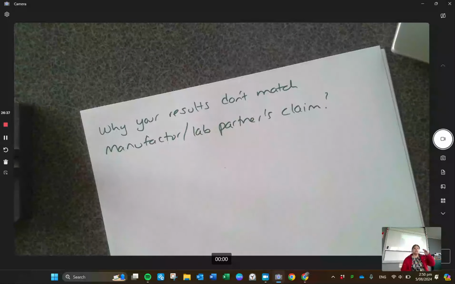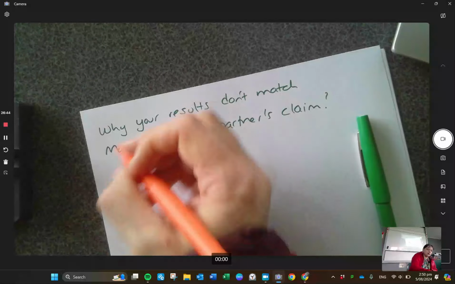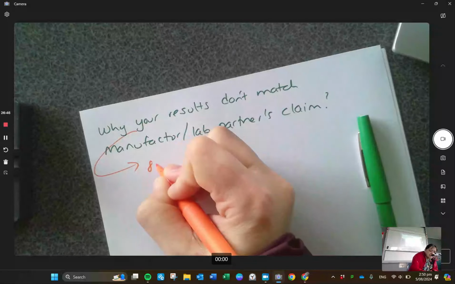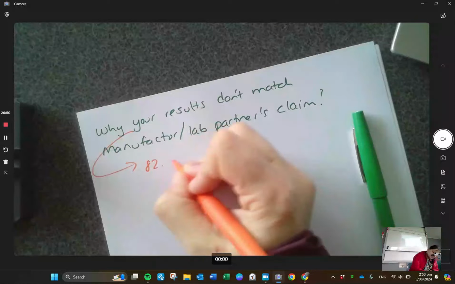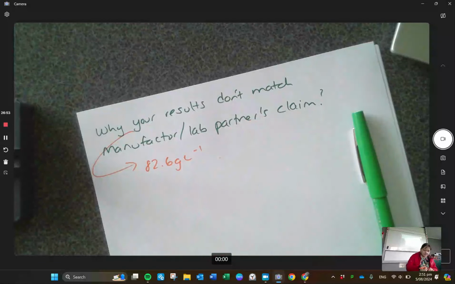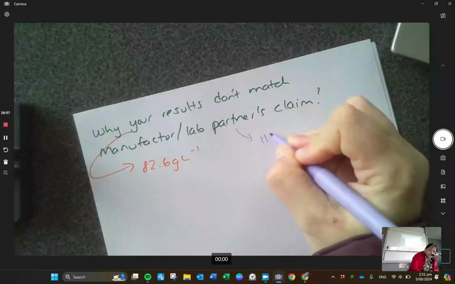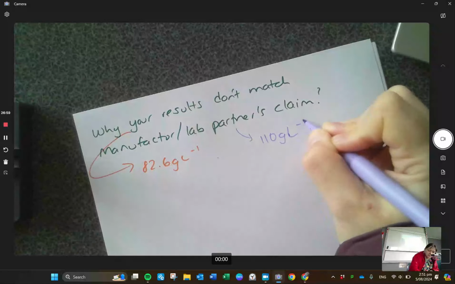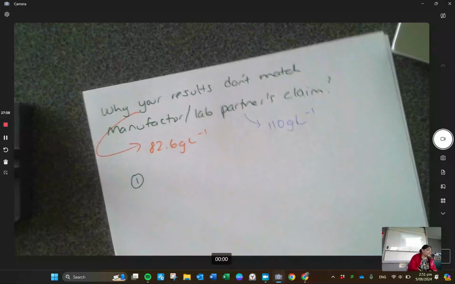So why does your results not match the manufacturer or the lab partner's claim? So we have found that your results are 86.2 grams per liter, but the data from the lab was saying that it should be 110 grams per liter. So we notice that the numbers don't match. We need to think about the reasons why. So generically speaking, there could have been a mistake in the purification process.